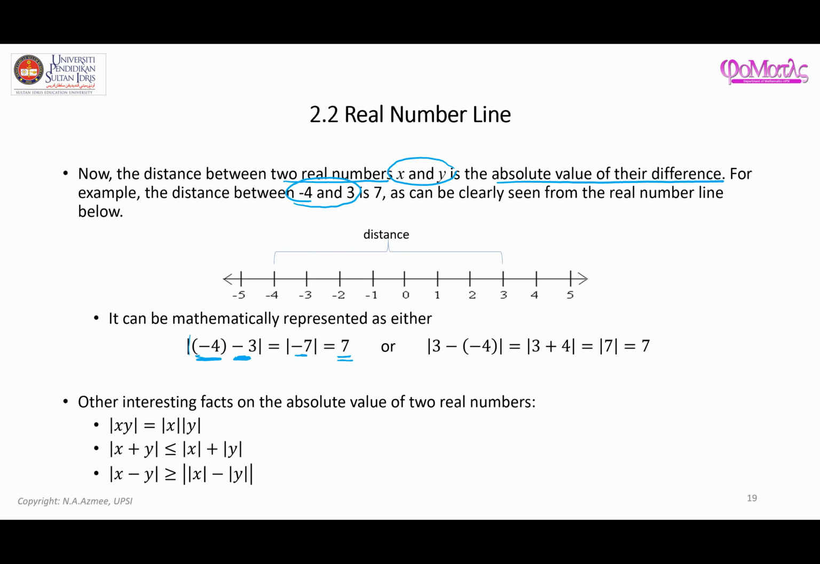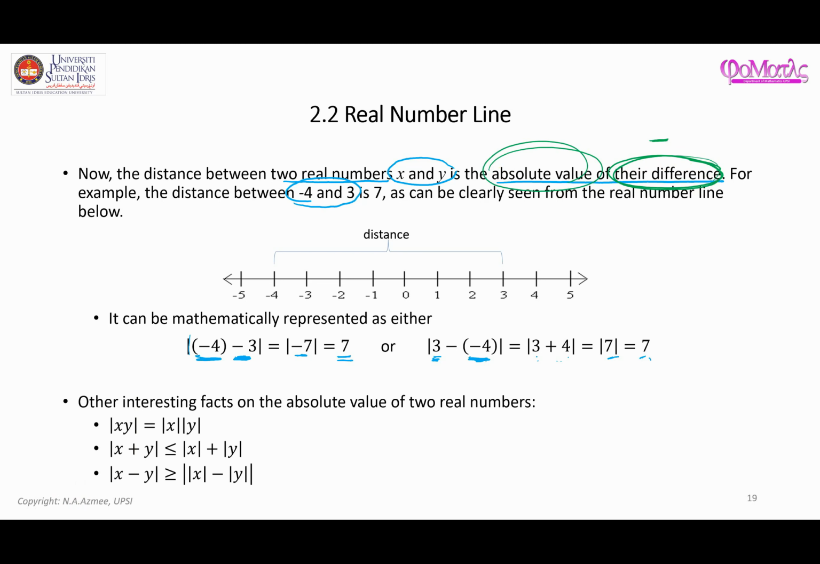Or you can do it the other way around, taking 3 minus -4. So 3 minus -4 is 3 plus 4, which is 7, and the absolute value of 7 is 7. So again, if you want to find the distance between two real numbers, you take the difference, which is the subtraction process, and once you have subtracted their values, you find the absolute value of that result.